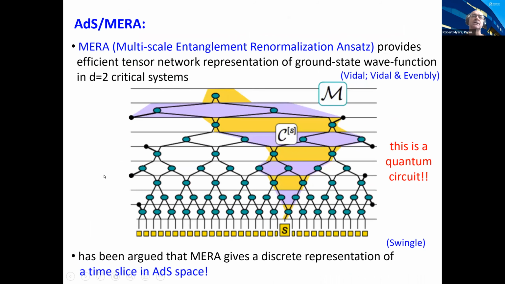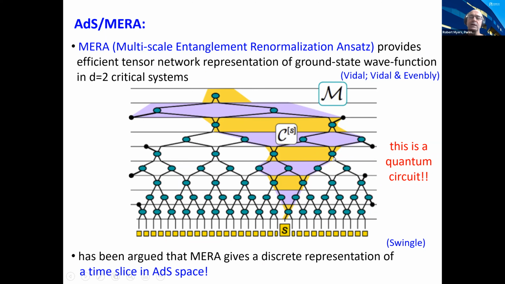The first one is a connection with MERA, the multi-scale entanglement renormalization ansatz. This may be something that people know about, may not. It's not that important, but it's a particular efficient representation of the ground state wave function that was constructed by these folks here to describe two-dimensional critical systems, or if you like, two-dimensional CFTs.